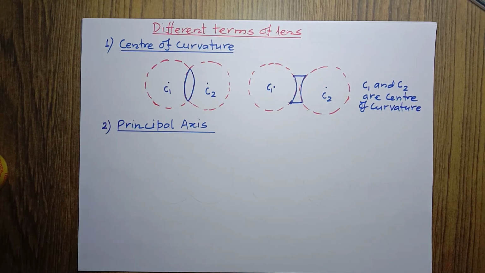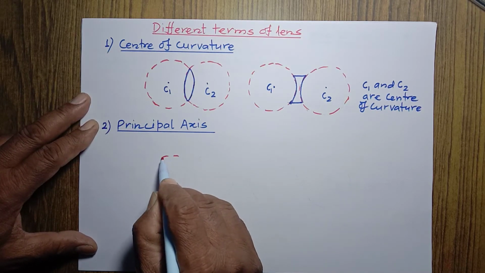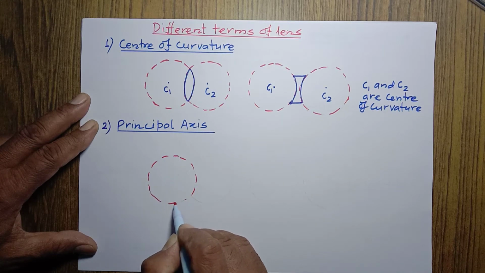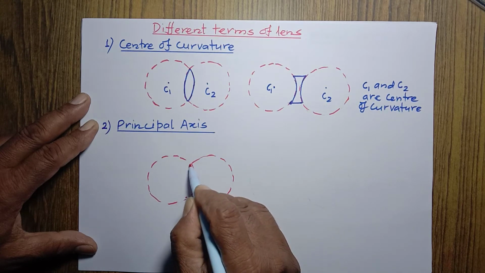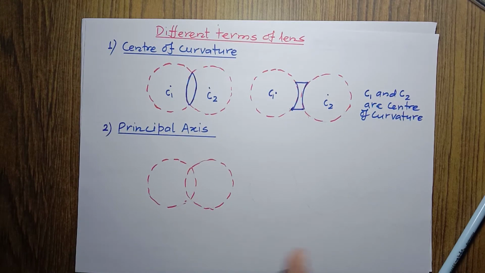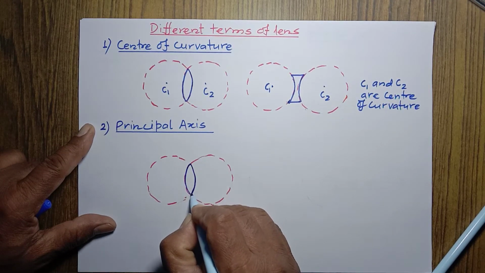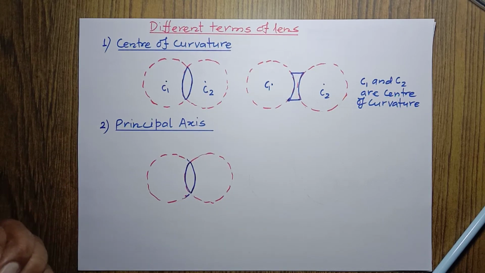Now let's go a little forward. I mean to say, we are going for something more than the center of curvature. Principal axis. What does principal axis mean? Look at this. We consider the glass spheres just now. This is a lens made by the combination of a part of these two glass spheres.